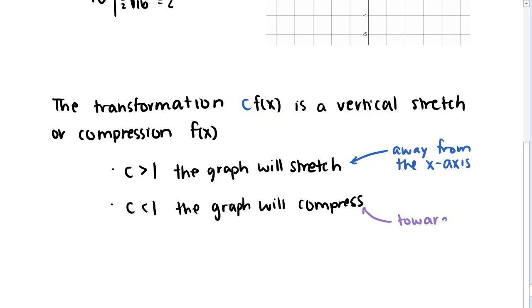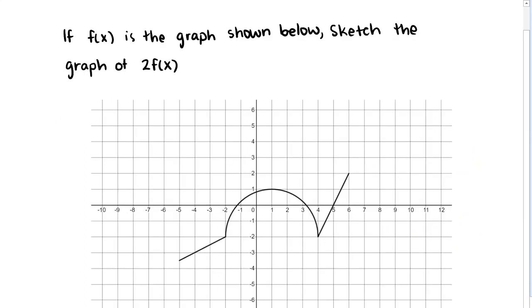Here it'll get scrunched towards the x-axis, or the horizontal axis. So let's go ahead and apply our new ideas to this graph here. Let's call this graph f of x. I want to sketch the graph of our transformation 2 times f of x. I definitely encourage you to pause the video and try this example out yourself. See if you can identify a few points on this graph of the new function 2 times f of x.